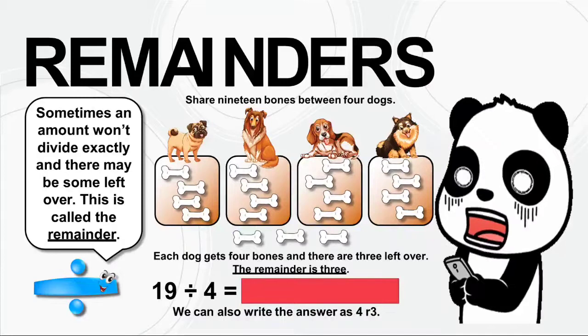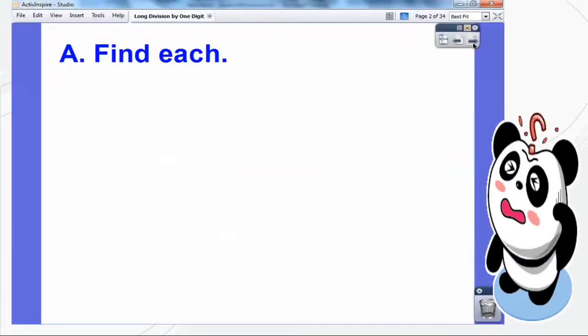Remainders. Sometimes an amount won't divide exactly and there may be some left over, like this. 19 divided by 4 is all about the 4 dogs and 19 bones. With the remainder there is 4 remainder 3. Very good. We can also write the answer as 4R3.